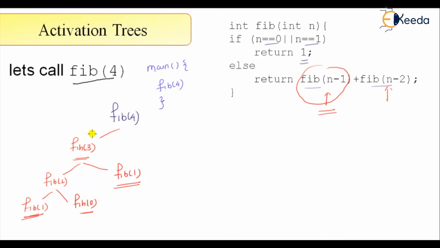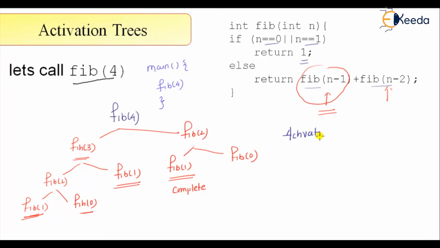So we have completed the entire three part, and this activation of fib3 is also finished, and then finally it will go for fib2. Now what will the fib2 activation be? It will call fib1 first, which will return and complete. Remember, it will first complete, and then it will go for calling fib0. So this tree is basically called an activation tree. This is the activation tree for calling fib4.